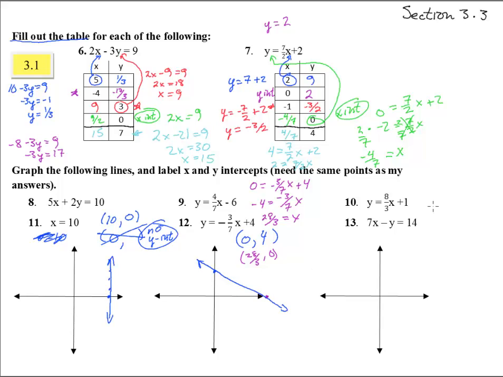Good. Number 13. If we let 0 go in for x to get the y-intercept, that's like wiping that guy out, and we're going to get y is negative 14 there. If we stick in 0 for y, then this part goes away, and we get that x is going to equal 2. So 0, negative 14 way down here, and then 2, 0 right there. Ooh, that's a really steep line. There we go. Good.